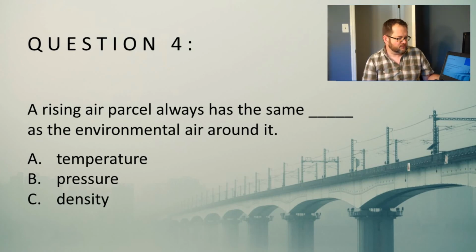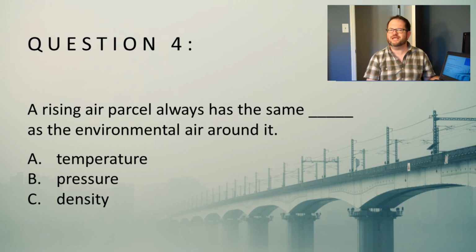a couple quick questions. Question 4. A rising air parcel always has the same blank as the environmental air around it. Temperature, pressure, or density. What does the air parcel have in common with the air around it? Make a choice from those 3 options and get some feedback before you move on to question 5.